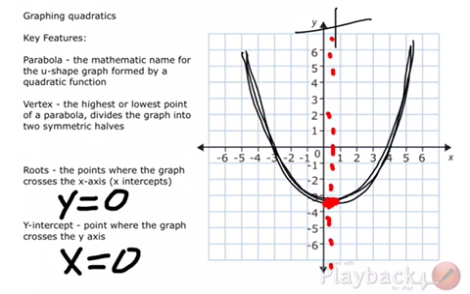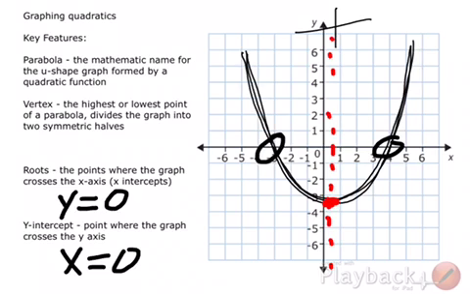Now the roots in this situation, there are two roots. So there are two places where the graph crosses the x-axis. And for the y-intercept, there is one point. There will always be one y-intercept when you're graphing quadratics.